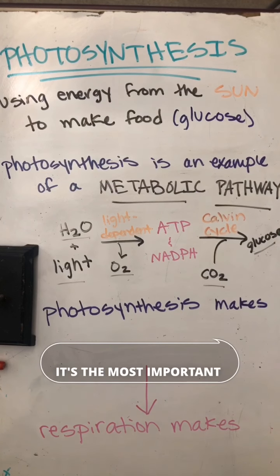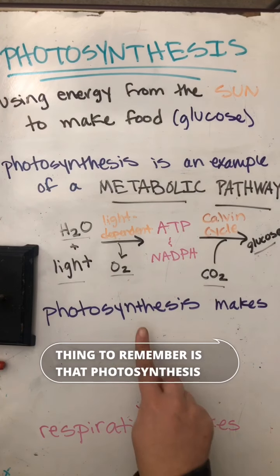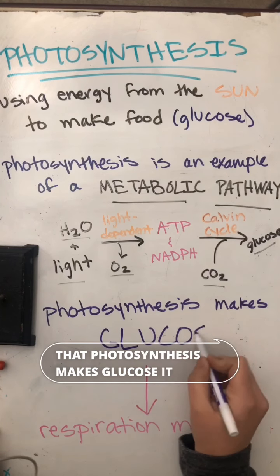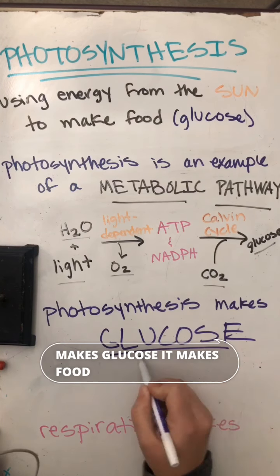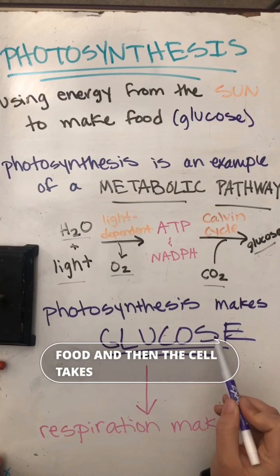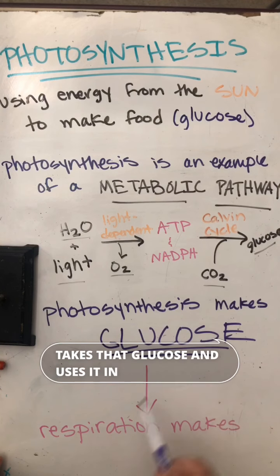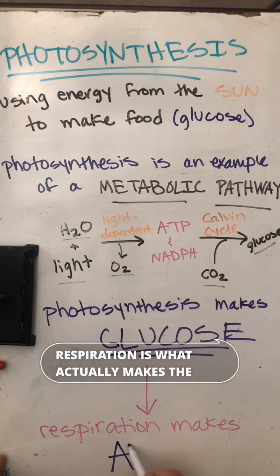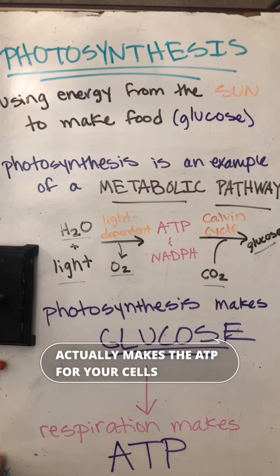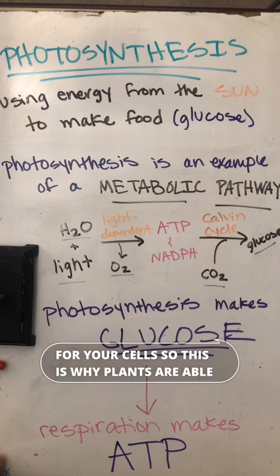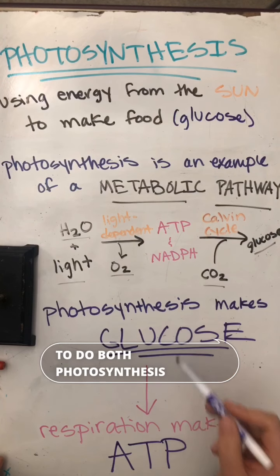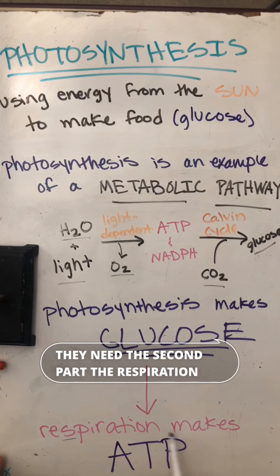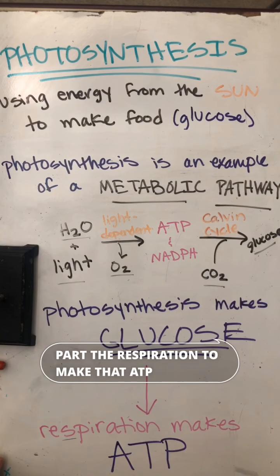So the most important thing to remember is that photosynthesis makes glucose. It makes food. And then the cell takes that glucose and uses it in respiration. Respiration is what actually makes the ATP for your cell. So this is why plants are able to do both photosynthesis and respiration, because they need the second part, the respiration, to make that ATP.